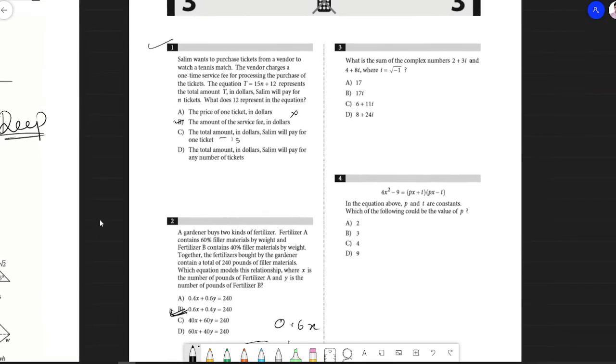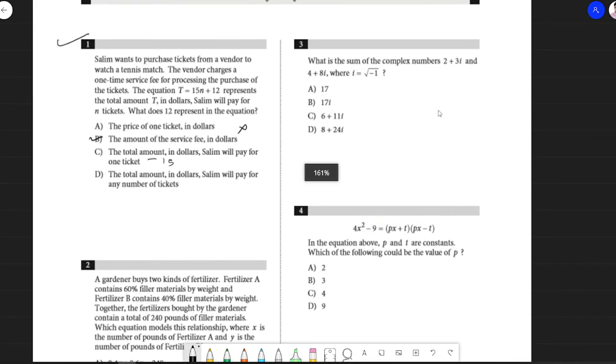Now third question. What is the sum of the complex numbers? Basically, a complex number is represented by z equals a plus ib, where the real part of complex number z is a, and the imaginary part is b. Whenever you are adding or subtracting complex numbers, the real parts get added and the imaginary parts get added separately. So here 2 plus 4 will be 6, 3 plus 8 will be 11i. It will be C.